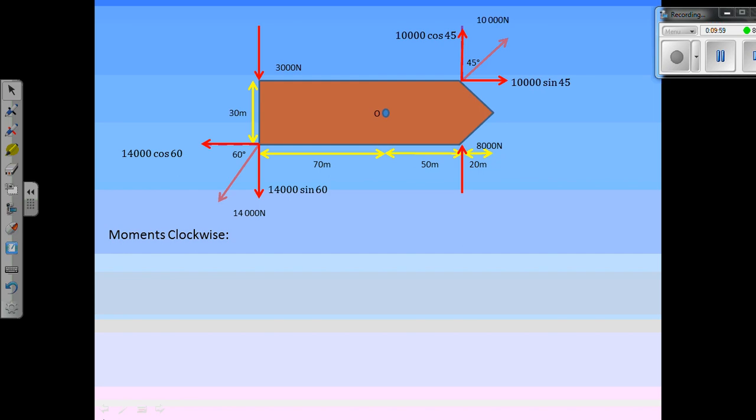It's going to be this force here that's going to contribute to a clockwise motion, and this force here, which is also going to contribute to a clockwise motion. Now, you may wonder why I'm taking it about the center point. It's because the question asked us to.